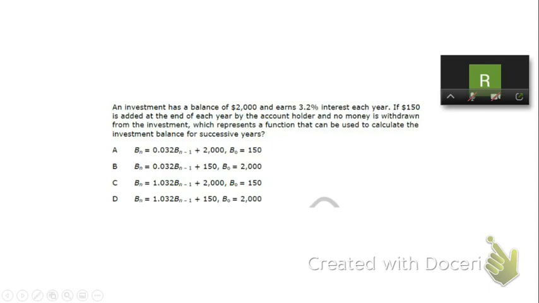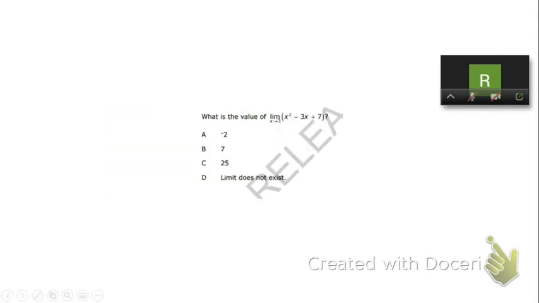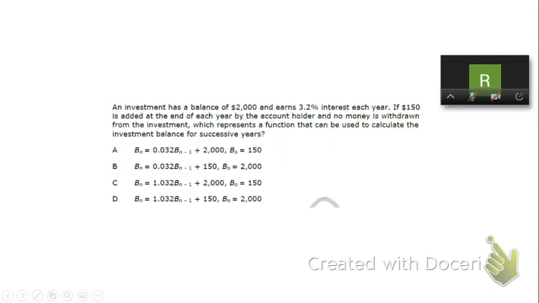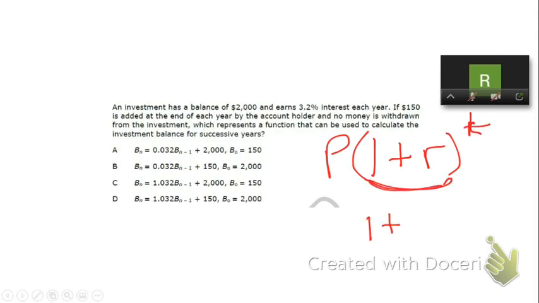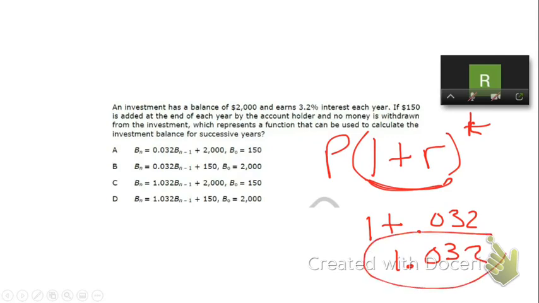Next, an investment has a balance of that, and earns 3.2% each year. So when you're doing percent each year, let's just say if you're adding interest, it's always going to be 1 plus R. Remember the P, 1 plus R to the T? So it's 1 plus 0.032, 1.032. So that's what we're going to multiply to our last value each time.